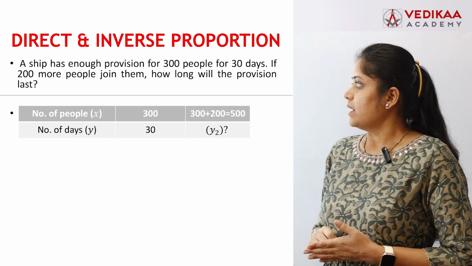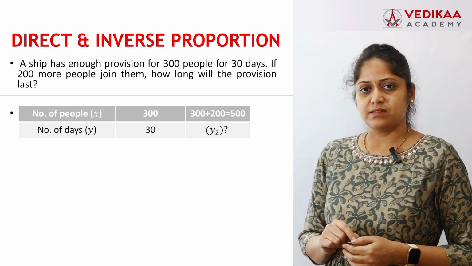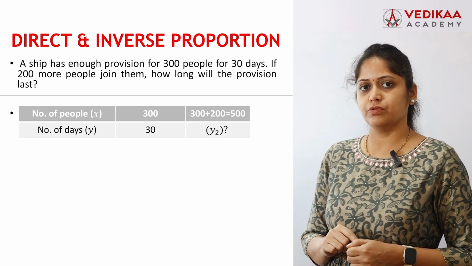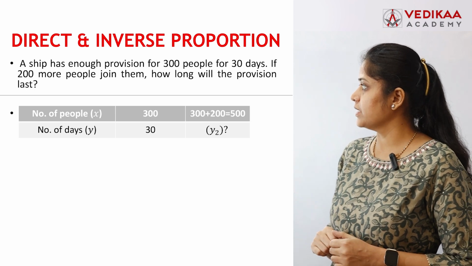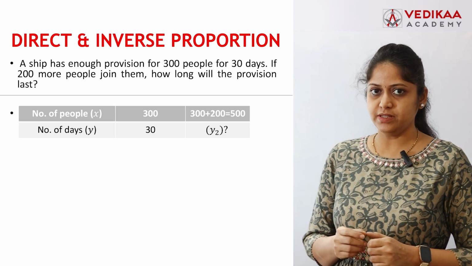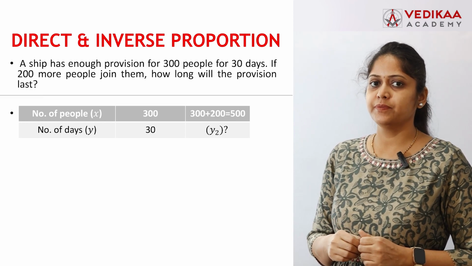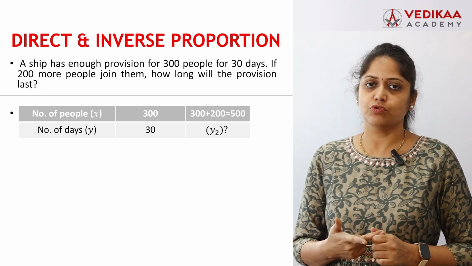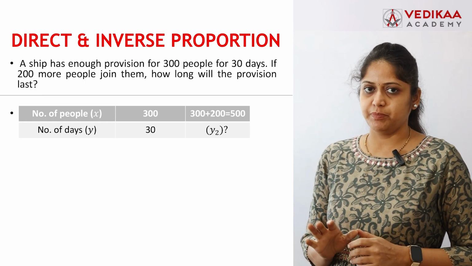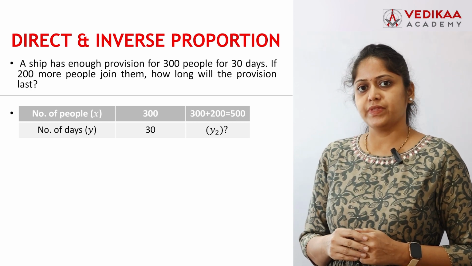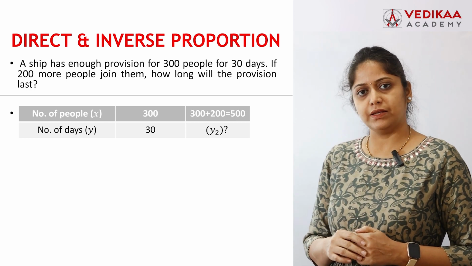Here I have selected the x parameter as number of people and y as number of days. Accordingly I will fill the table. For 300 people, the provision will last for 30 days, so the second column will be that. The third column will be 200 more people join them. So overall now 500 people are there. So x2 is equal to 500 and y2 we have to calculate.